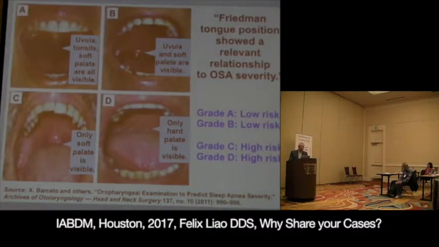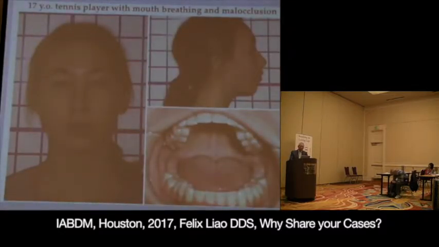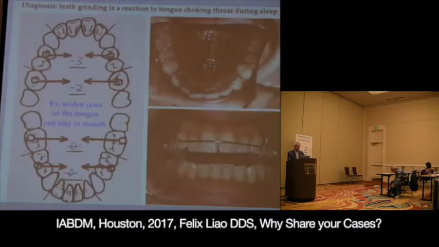I use this graphic version of evidence. You can use just a citation, it's just fine. The more you can illustrate your case, the better. So in this case, we show that this is the patient's pre-treatment head posture, and you cannot see her uvula. Our diagnosis shows that teeth grinding is a reaction to the tongue choking in the throat during sleep. So we document that the maxilla is narrower than the mandible. And we document the treatment.